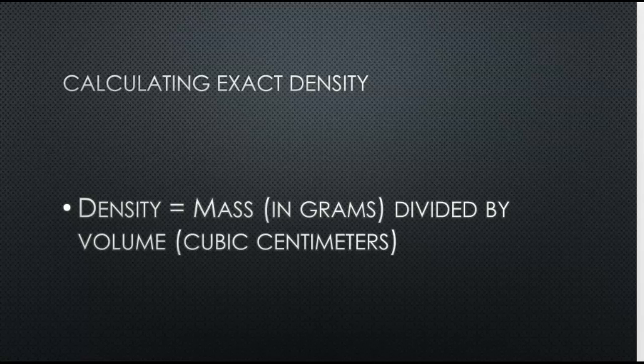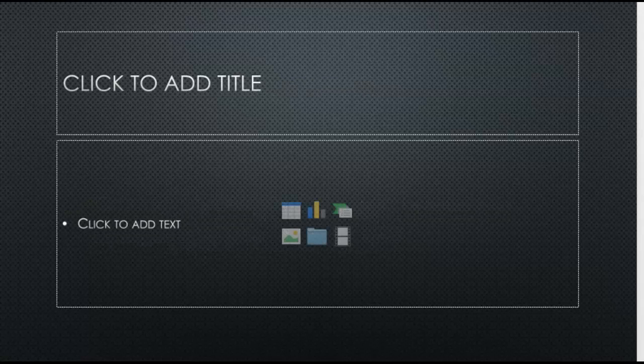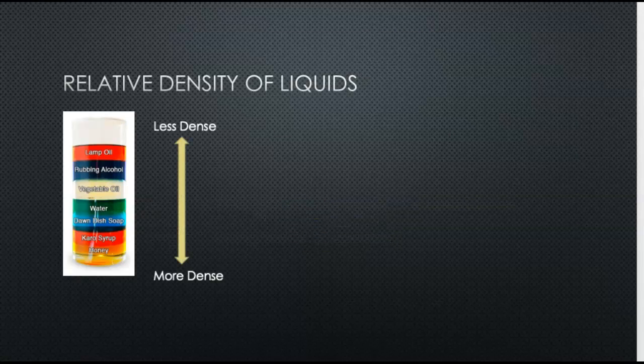So, as we just said, calculating exact density is done by taking the mass in grams and dividing it by the volume. And as we just talked about, relative density can be seen using a density column like this one. So you're now going to do some activities over the next couple days that are going to help you think about and apply these ideas.